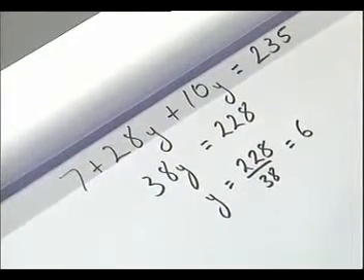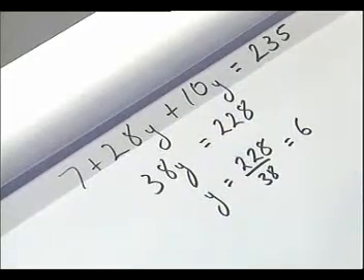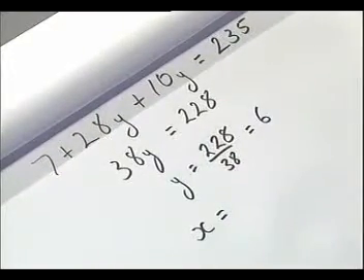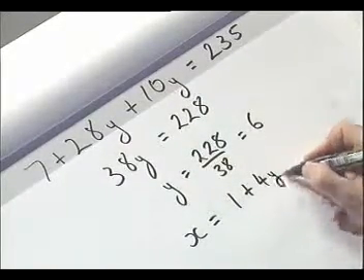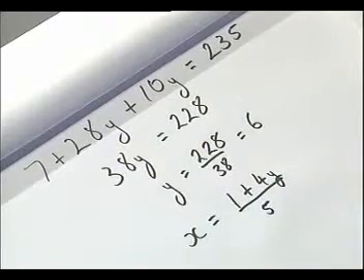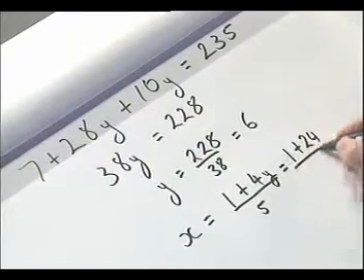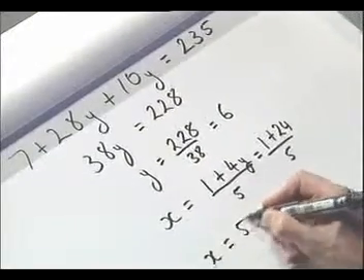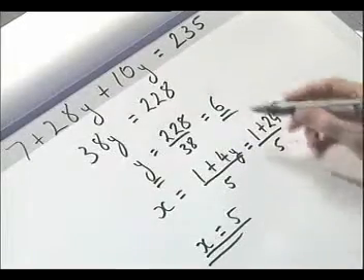Having done that, we can substitute it back into the equation that we first had for x. So remember that for that we had x was equal to 1 plus 4y all over 5. And we substitute in the 6, so we have 1 plus 24 all over 5. And quickly we can see that's 25 divided by 5, so we have x equals 5. So again, we've got our pair of values, our answer to the pair of simultaneous equations.